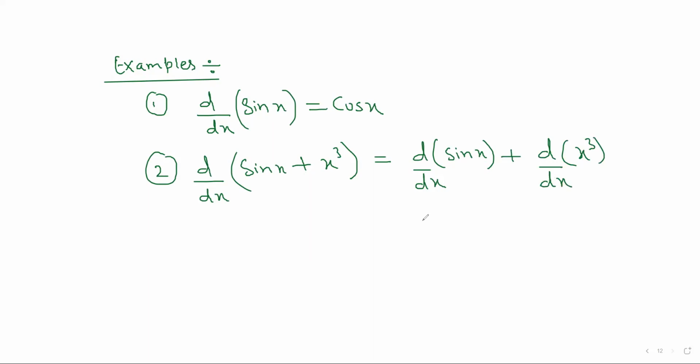The differentiation of sin x is cos x, and for x to the power 3, beta, it is like x to the power n, so n into x to the power n minus 1. So simply 3 into x to the power 3 minus 1, which is 3x square. I think this is clear to all. Clear now? Yes, sir. So this is your answer.